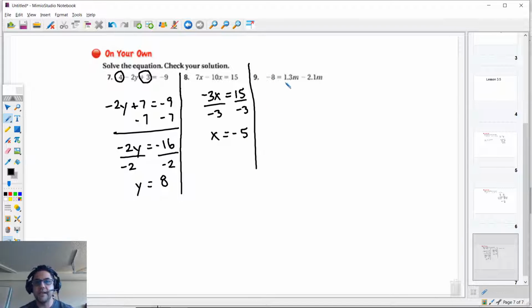All right, for this one here, I'm actually going to put that negative 8 on the other side. These are like terms here, 1.3m. You don't really have to box it because they're the only things there. How about that? But I could do adding the opposite. So it's 1.3 and negative 2.1, which would give me a negative 0.8 m. So you would divide both sides by negative 0.8.